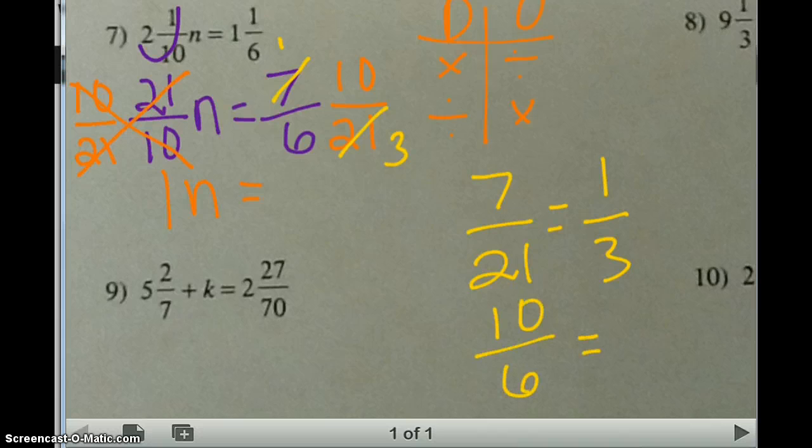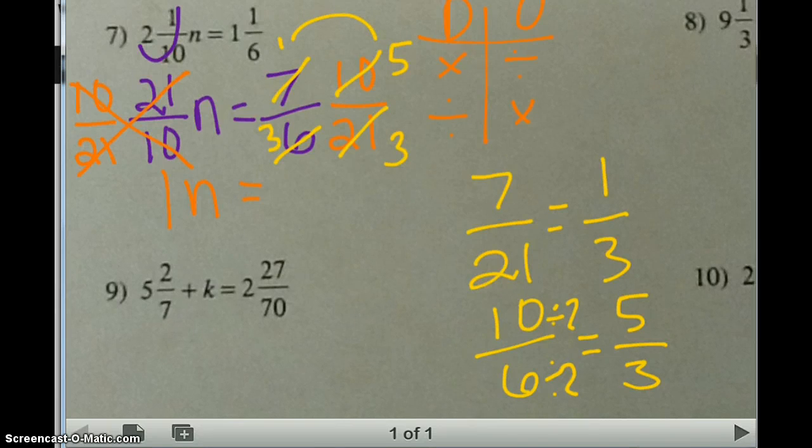What could I simplify that to? Well, 2 goes into both. So I get 5 over 3. So 1 times 5 is 5. 3 times 3 is 9. I get 1n equals 5/9. Those multiplication ones I think are going to be the toughest that you will find. Let's see what else we've got on here.